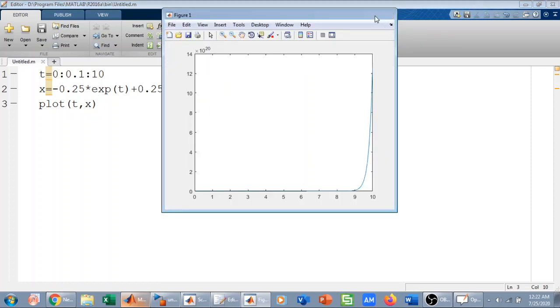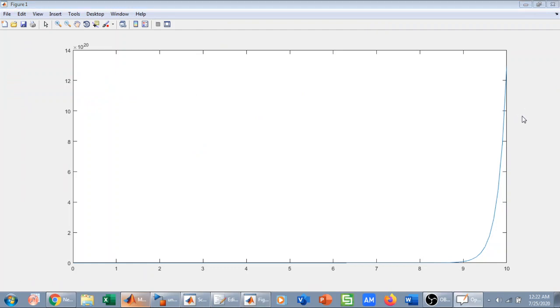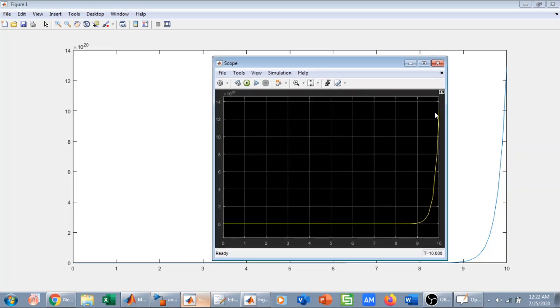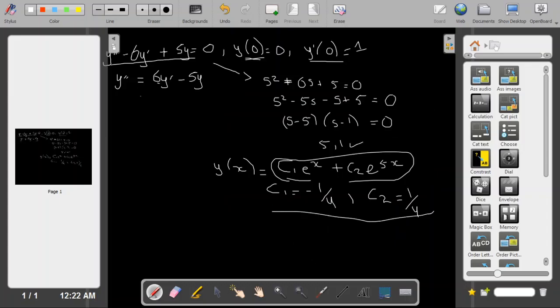So there is my plot. As you can see, the values are the same. This is also approaching towards some 10 power 20, and in MATLAB Simulink, in the scope, this was also approaching towards the same value, which means that we got the same graph for both equations, which confirms that this solution to this equation has been plotted in MATLAB Simulink. So that's how we find solutions to differential equations in MATLAB. If we have a third order equation, we can have three integrators and so on.